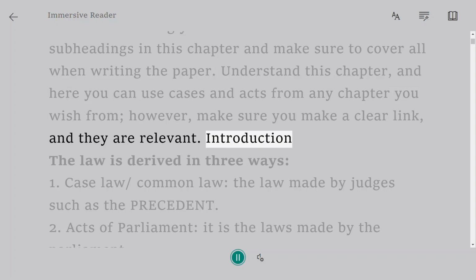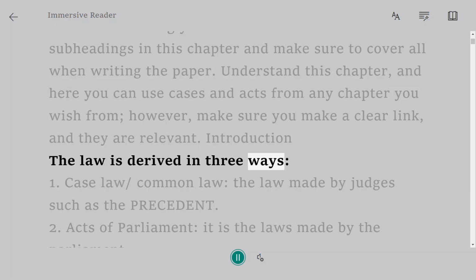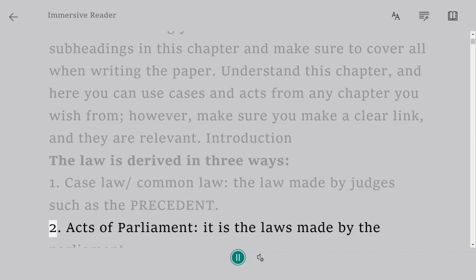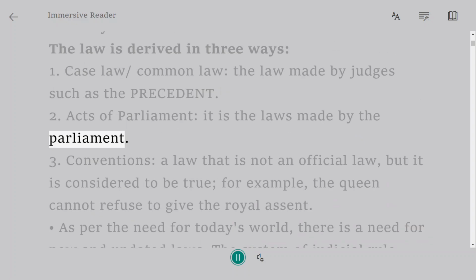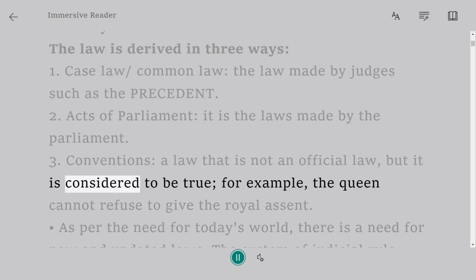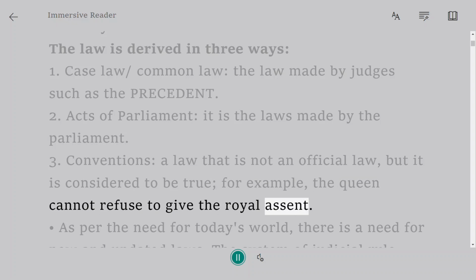Introduction. The law is derived in three ways. 1. Case law/common law, the law made by judges such as the precedent. 2. Acts of Parliament, the laws made by the Parliament. 3. Conventions, a law that is not an official law, but it is considered to be true. For example, the Queen cannot refuse to give the royal assent.